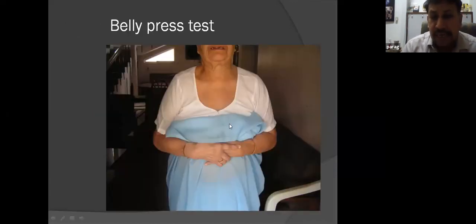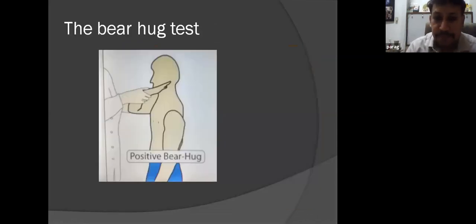As you see, this is a very old woman. She has bilateral massive rotator cuff tears. In fact, she had bilateral cuff tear arthropathies. As you see, I'm asking her to press the belly and get the elbows in front. This is just a picture, but she's not able to move any of her elbows in front. So she has bilateral massive cuff tears with involvement of the subscap, and she's not able to get the elbows in front of the body. So this is called a bilaterally positive belly press test.